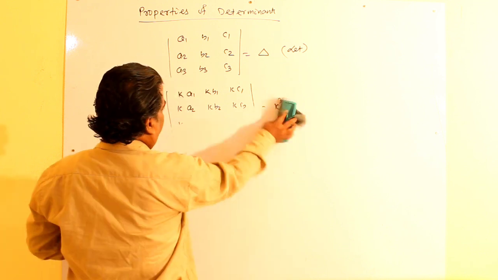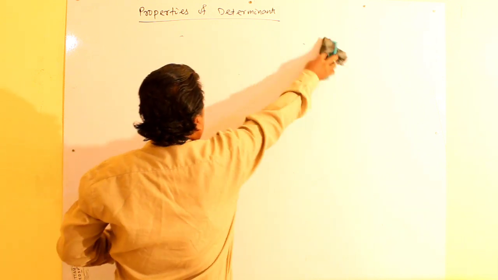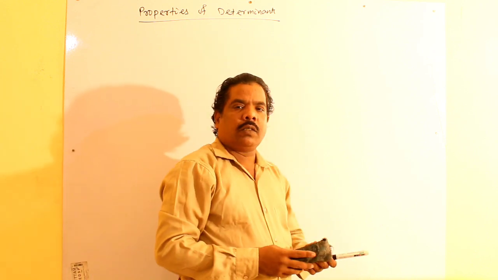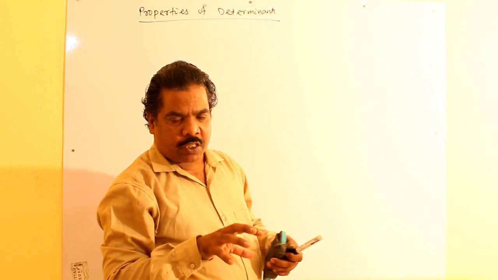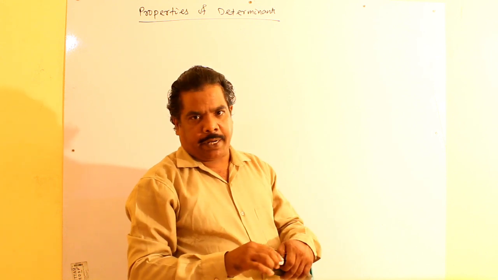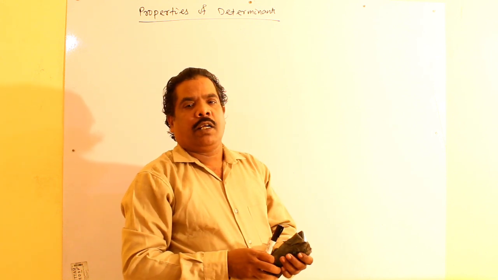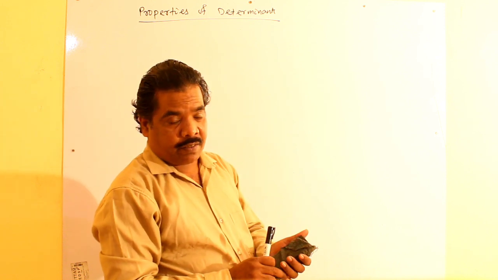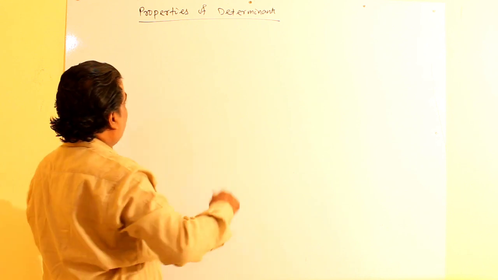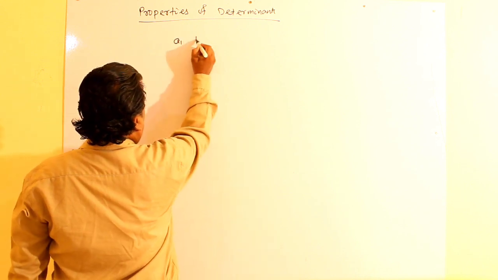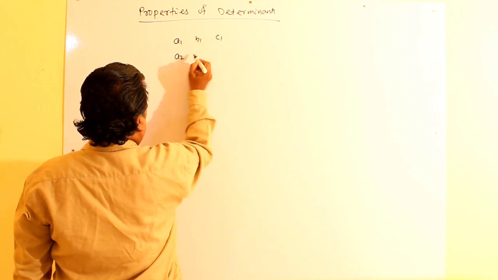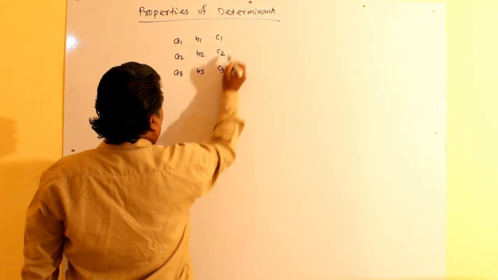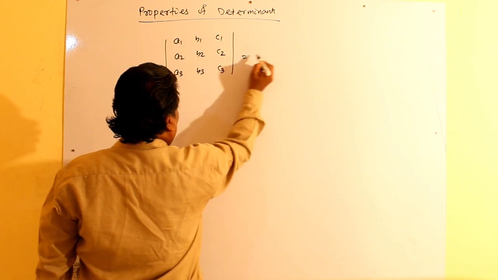Next property. If any two rows or columns, any two adjacent rows or columns of any determinant are interchanged, then the absolute value remains the same, but the sign is changed. Suppose the determinant is equal to A1, B1, C1, A2, B2, C2, A3, B3, C3. Suppose the value is equal to delta.